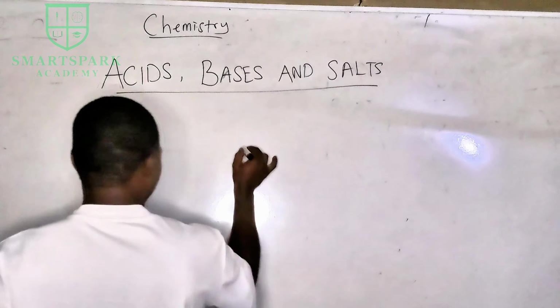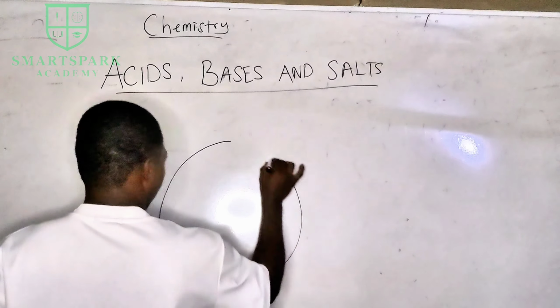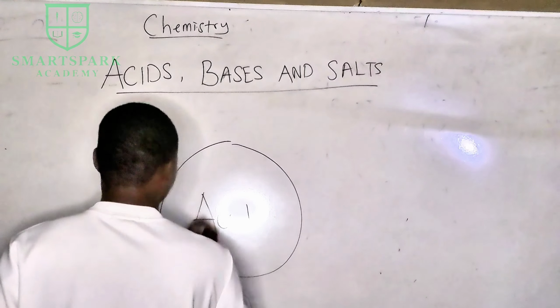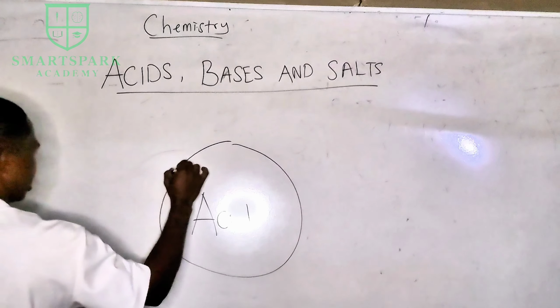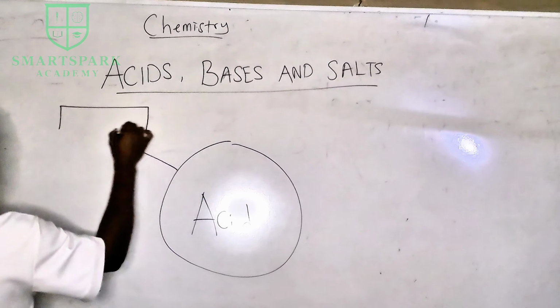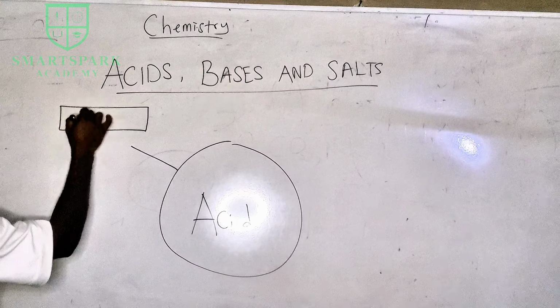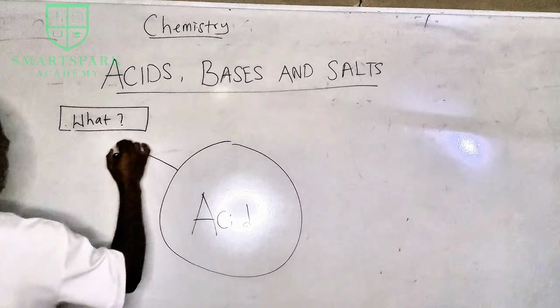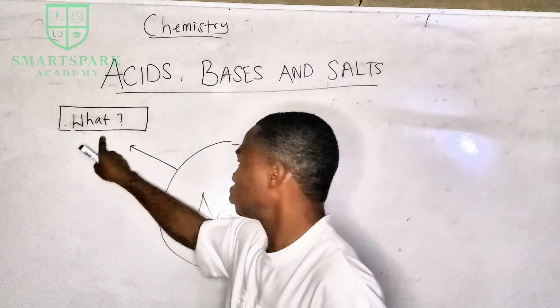Right. So the first one is what? An acid. Acid. Alright, what is an acid? Definition. The definition. What is an acid?